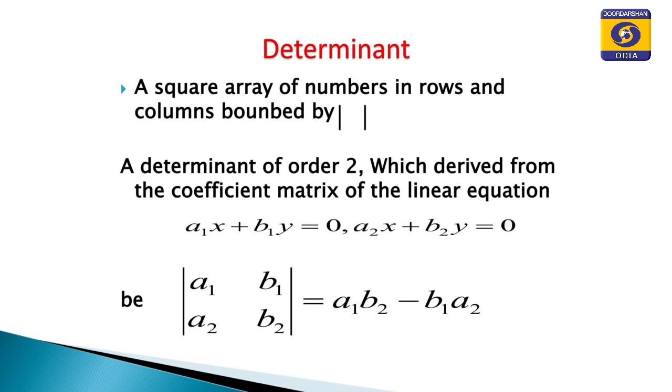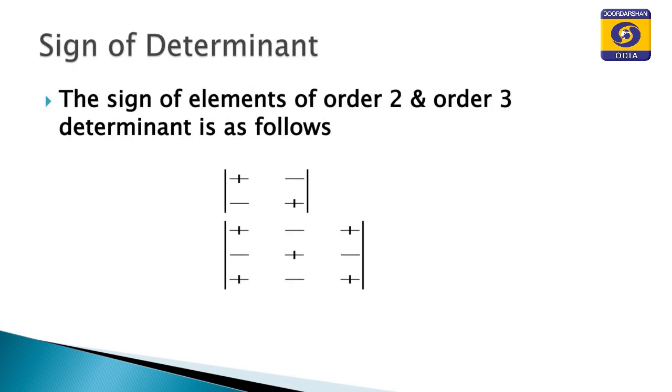Hence, a determinant of order 2 is derived from the coefficient matrix of the linear equations a1 x plus b1 y is equal to 0, a2 x plus b2 y is equal to 0. The determinant |a1 b1; a2 b2| is defined as a1 b2 minus b1 a2.